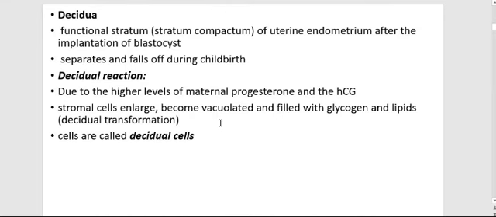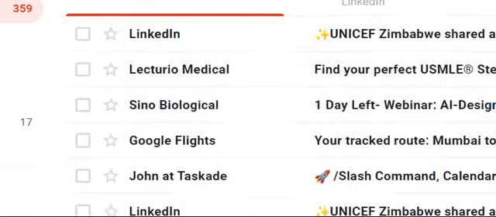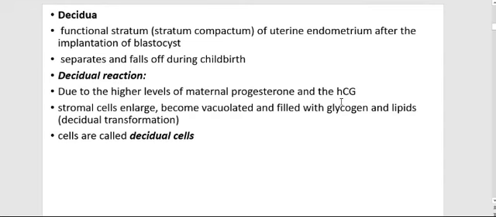And it is also thick due to high levels of progesterone and human chorionic gonadotropin, which is being secreted by the syncytial trophoblast. The human chorionic gonadotropin mimics the luteinizing hormone, so it will stimulate the corpus luteum of pregnancy to secrete a lot of progesterone, because we need the progesterone to sustain this pregnancy and also to enhance development of this conceptus.